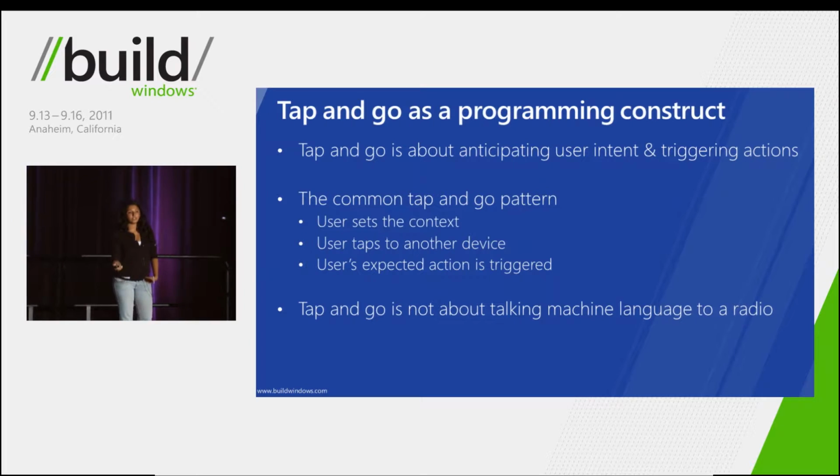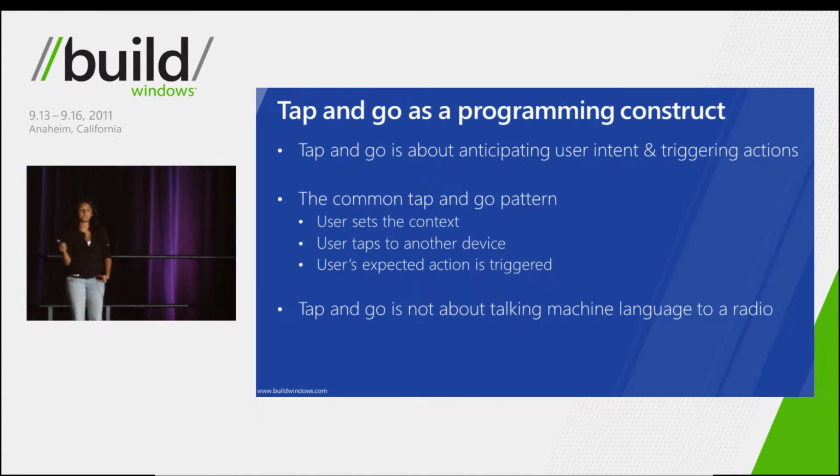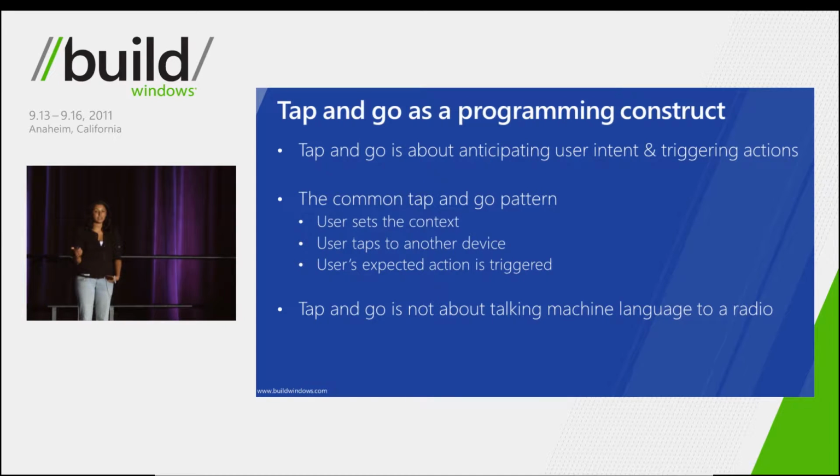And when we actually map this model of being able to tap and going in and out of range into a programming construct, there are two main key points here. There's this idea of user intent. What does the user want to do when the tap occurs? And what should happen next?